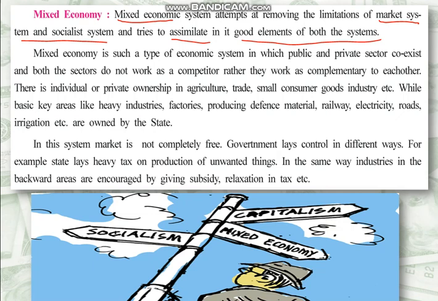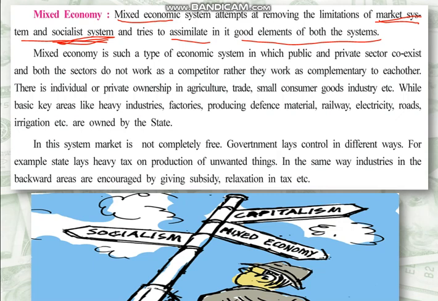Now you can call the mixed economic system a hybrid system also. You might have heard this word in your science class. Hybrid seeds, right? Hybrid seeds are such kind of seeds where good things of two or more kinds of seeds are taken, collected together, and a new species of seed is made out of it. Same way a new economic system was born, and that was termed the mixed economic system, which is basically a mixture of the market system and the socialist system.